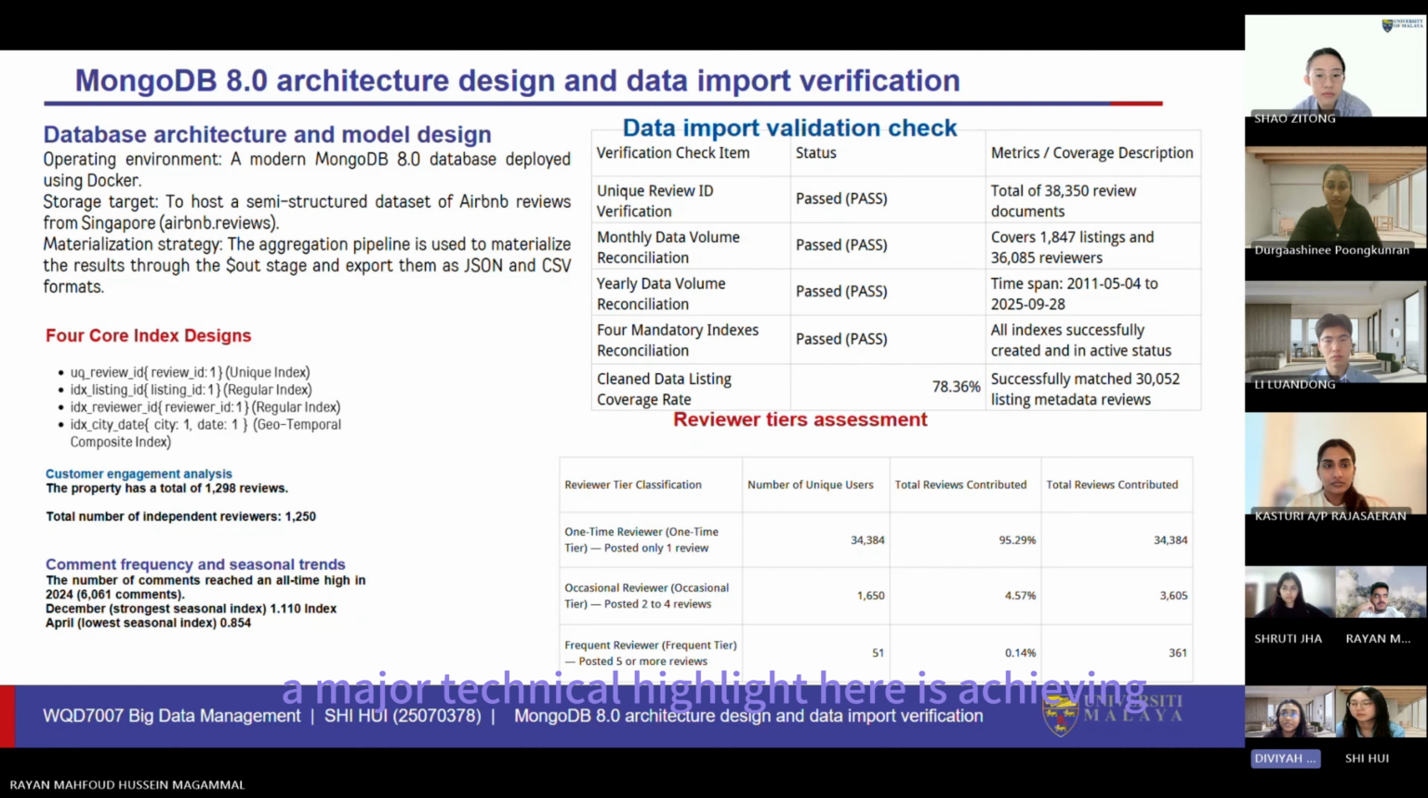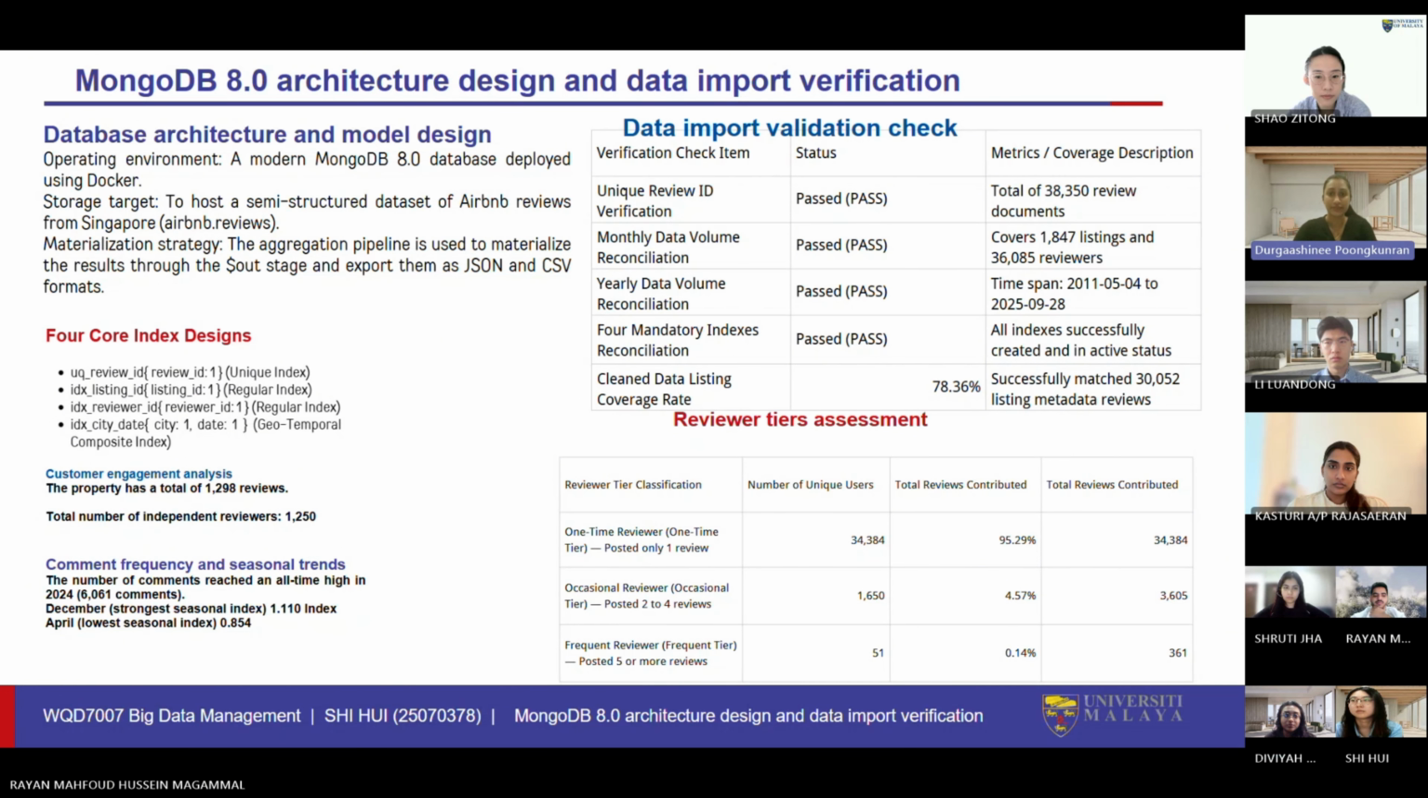A major technical highlight here is achieving a 100% data verification pass rate, successfully reconciling over 38,000 documents spanning over 18 years. To guarantee high-concurrency retrieval, we meticulously designed 4 core indexes, most notably a crucial geotemporal composite index. Leveraging the aggregation pipeline, we successfully transformed raw data into core business intelligence. We then discovered that over 95% of our users are one-time reviewers. This quantitatively proves the highly transient, tourist-driven nature of the Singapore market. Furthermore, our time series analysis pinpointed December 2024 as the absolute historical peak of seasonal market demand. Next, I pass over to the next person.